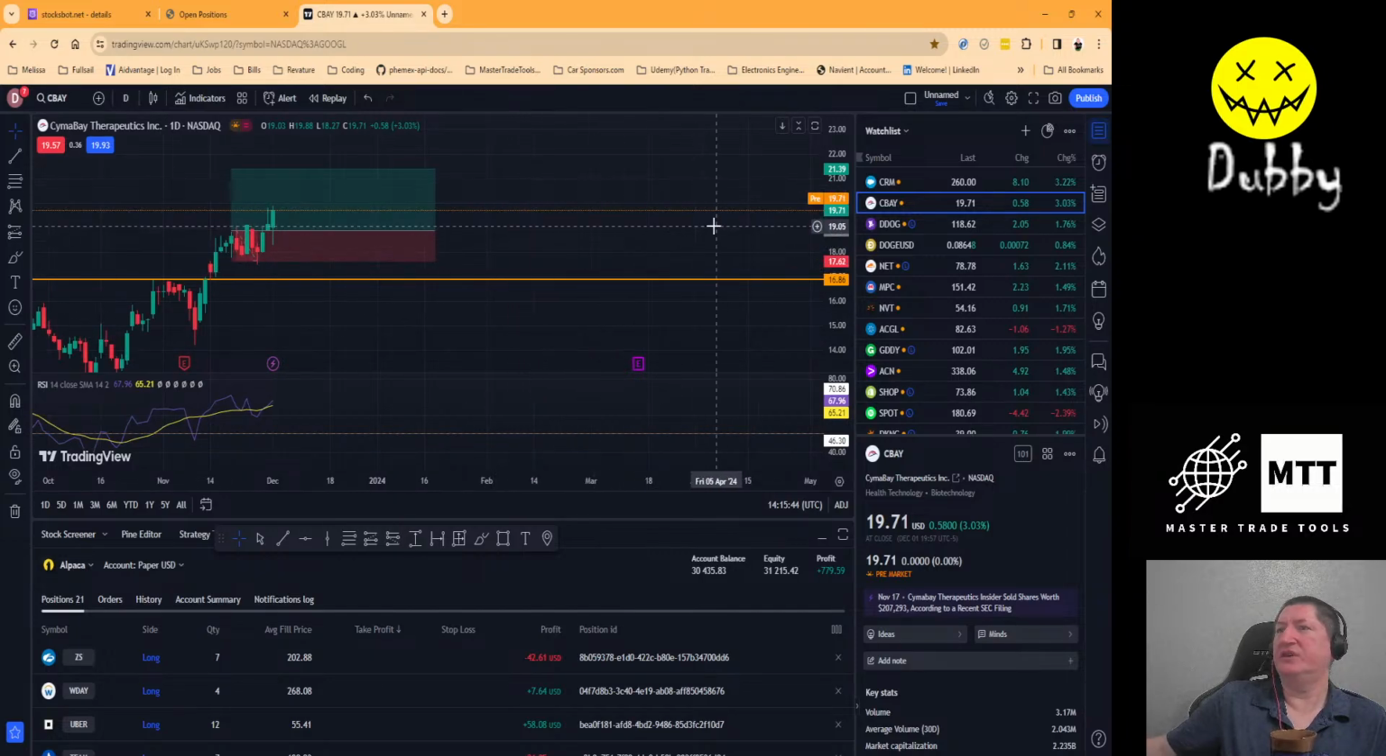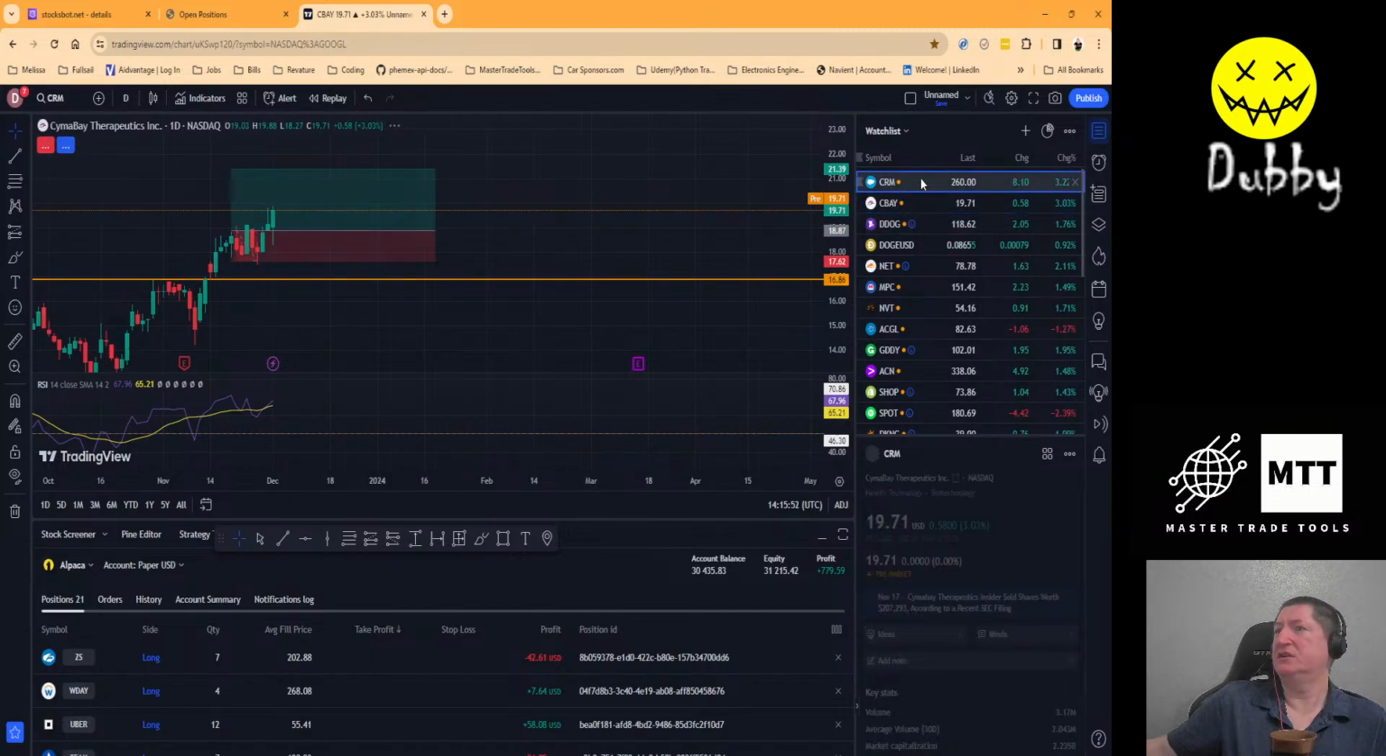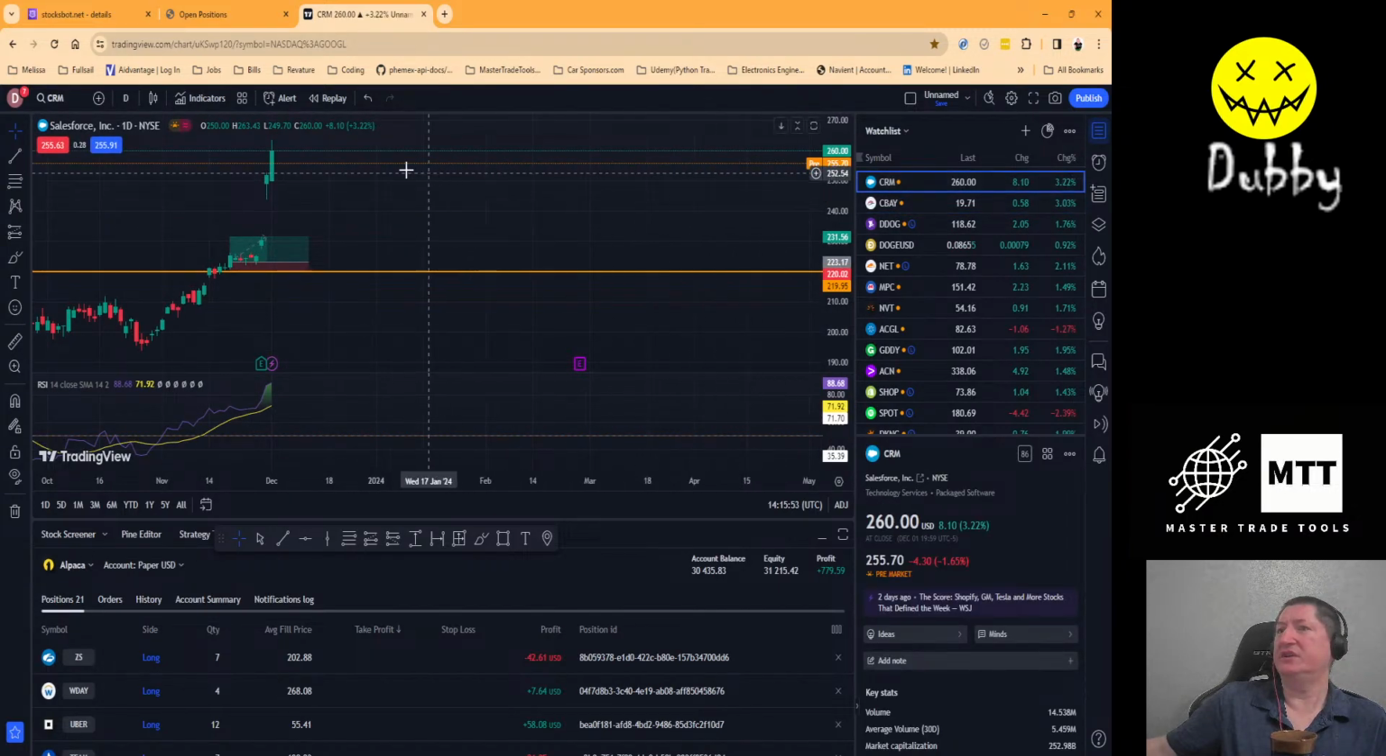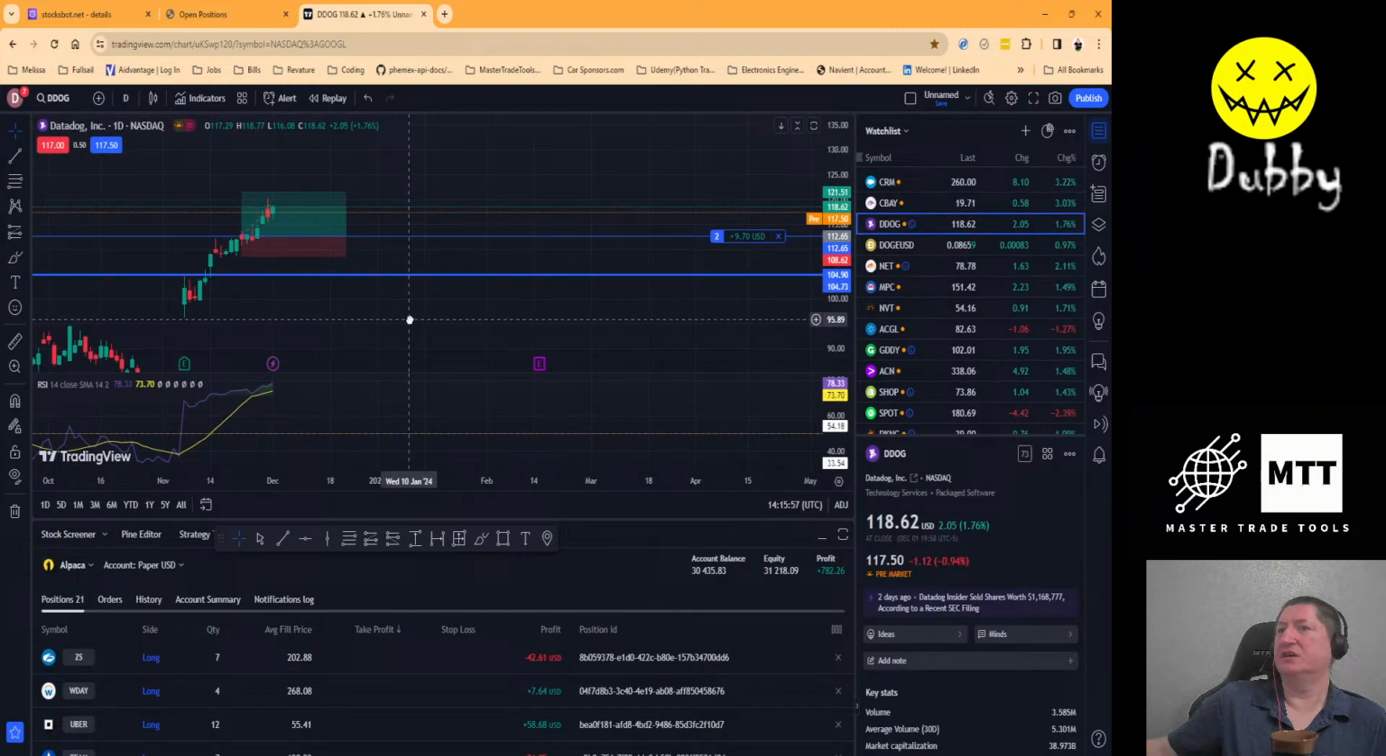All right, so it looks like we've had some pre-market activity that's going to take us further up into the green. That's good. I don't think we have anything in CRM. I think we're pretty much closed out on that. Datadog, a little bit of pre-market activity going down, but we're still showing a bullish trend.